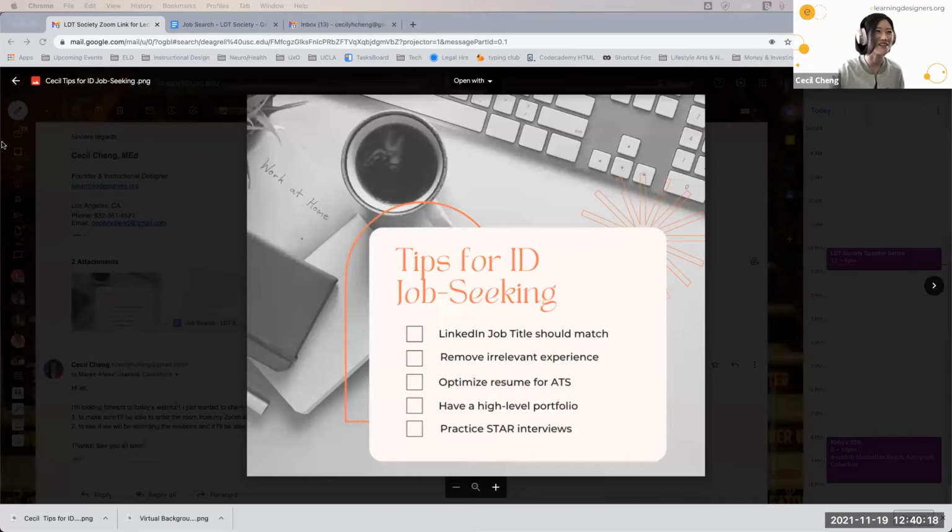So we got to this a lot faster than I alluded to, but these are just some very simple 5 tips for job seeking for instructional design roles. Number 1, you're going to want to make sure that your LinkedIn job title matches the position that you want to go for. And yes, they can be different, but the majority of the positions that you're interested in, even if you're not working at it right now, I know some people are uncomfortable with that, but I would recommend you putting instructional designer.